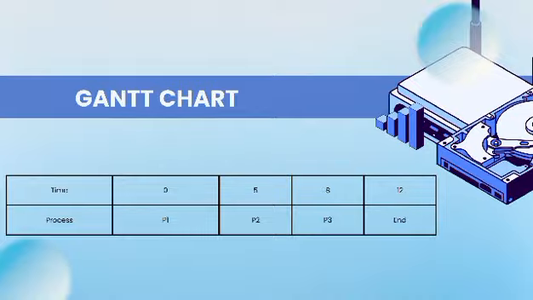This table represents the Gantt chart, which shows how CPU time is allocated. At time 0, process P1 starts executing and runs until time 5. After P1 finishes, process P2 starts at time 5 and runs until time 8. Then process P3 starts at time 8 and completes at time 12. The Gantt chart clearly shows that each process runs continuously until completion, which confirms that FCFS is a non-preemptive algorithm.